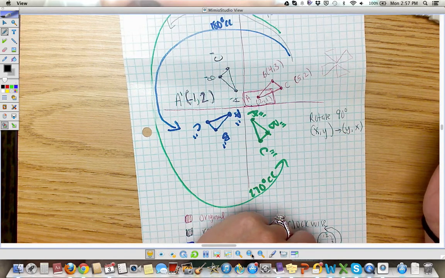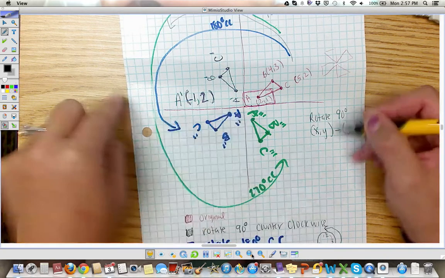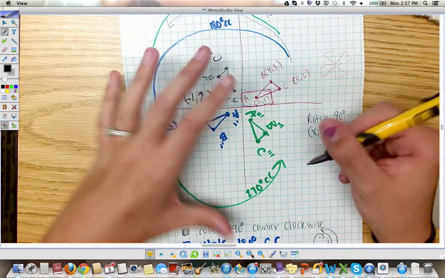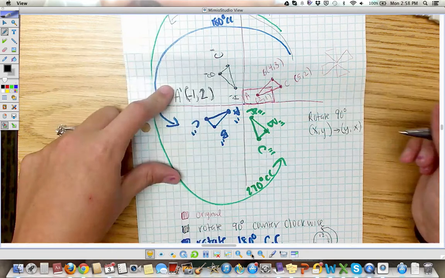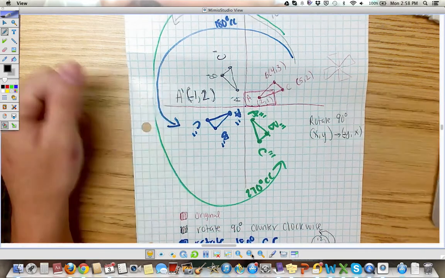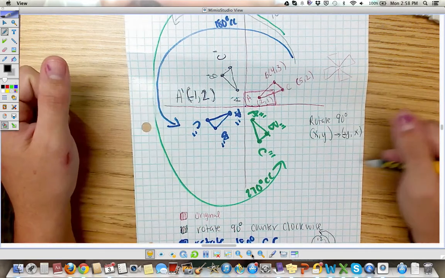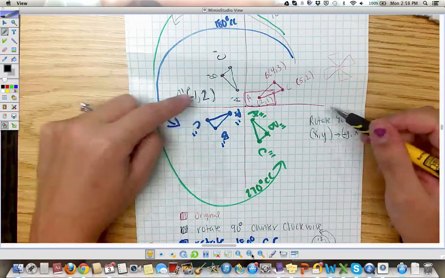All right, and then it depends on where you end up, what quadrant, for if you're positive or negative. So for this one, we could say that y is now negative. But that depends on the quadrant you end up in. If we see that now, that's negative.